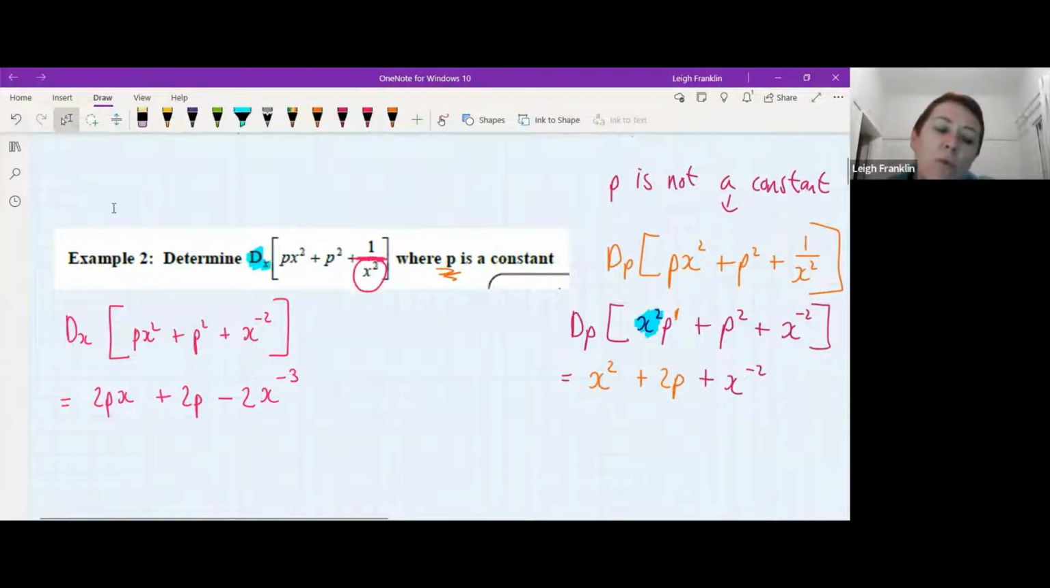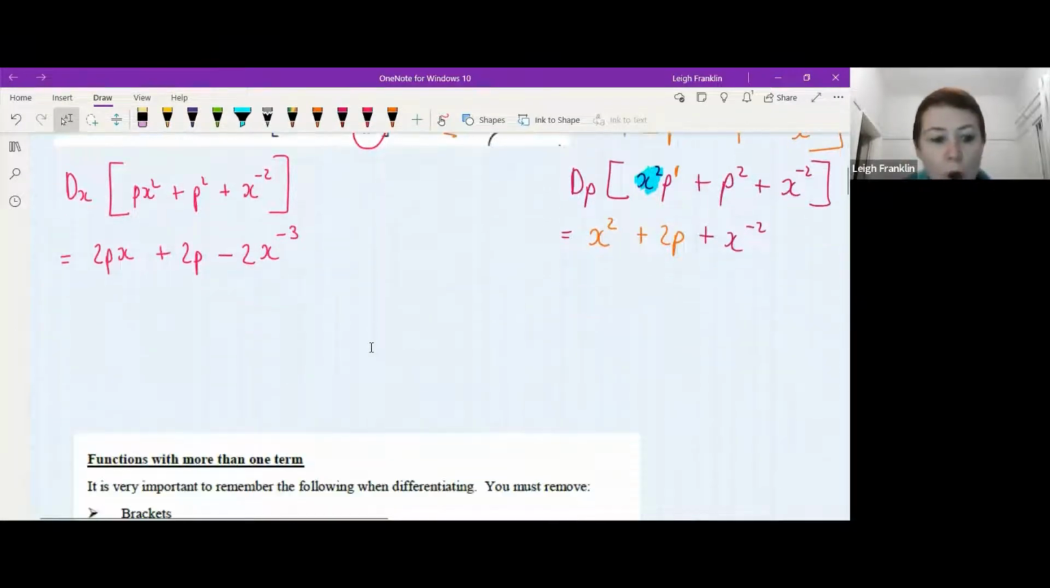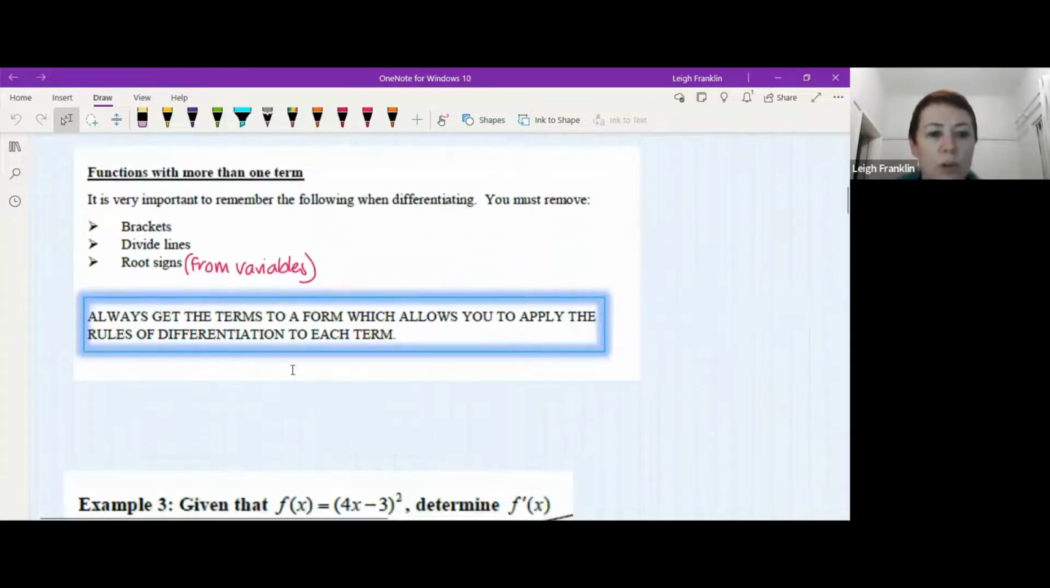So the reason why I wanted to do this example with you is because you cannot differentiate with respect to more than one variable at a time. If you do want to differentiate, it can only be with respect to one variable when you're applying your rule for the derivative. Let's move on and talk about functions that have more than one term in them.